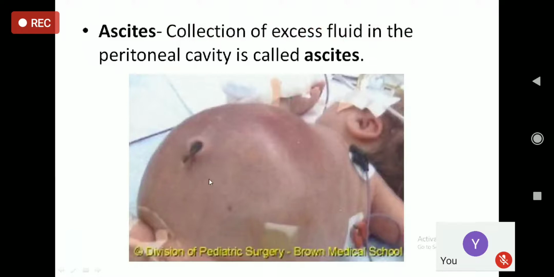Because of the larger amount of fluid in the peritoneal cavity, the abdomen becomes swollen. So ascites is the collection of excess fluid, more than 50 ml, more than the normal quantity of fluid in the peritoneal cavity. In these ascites cases, we have to do paracentesis to aspirate the excess amount of fluid.